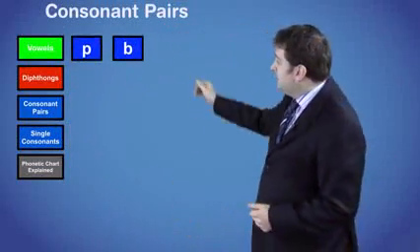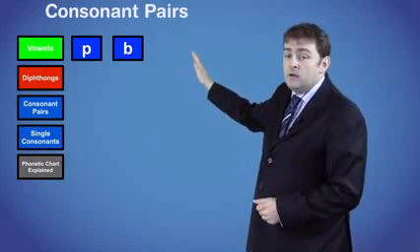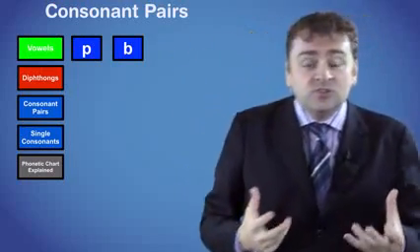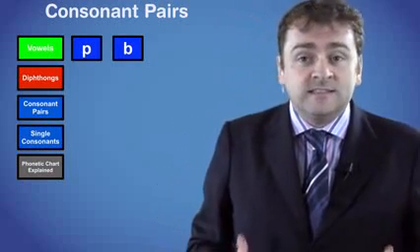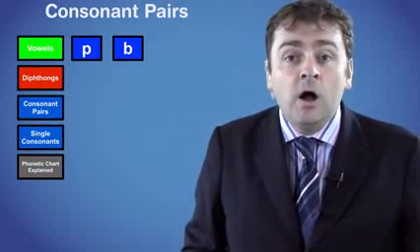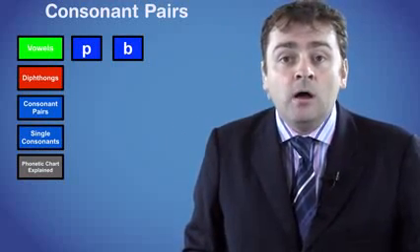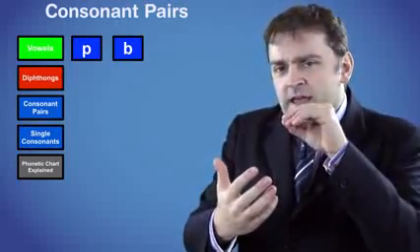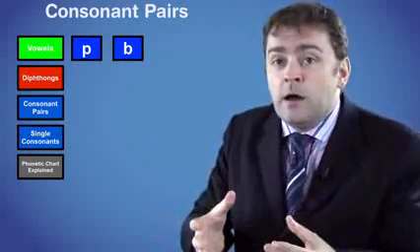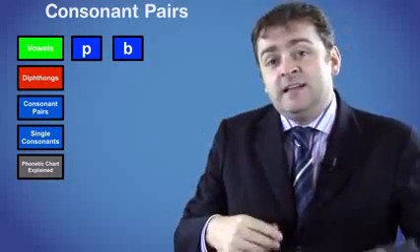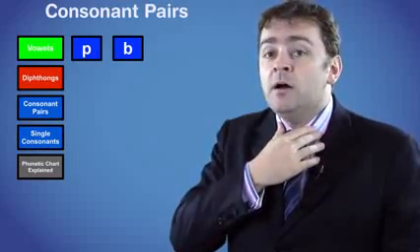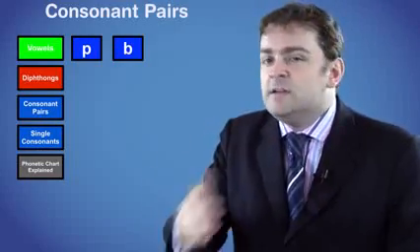The first pair is P and B. If you watch carefully when I say the sound, you'll see that the shape of my mouth is the same for both sounds. P and B. I use my lips to stop the flow of air and then release it. The only difference is that the B is voiced and the P is aspirated.